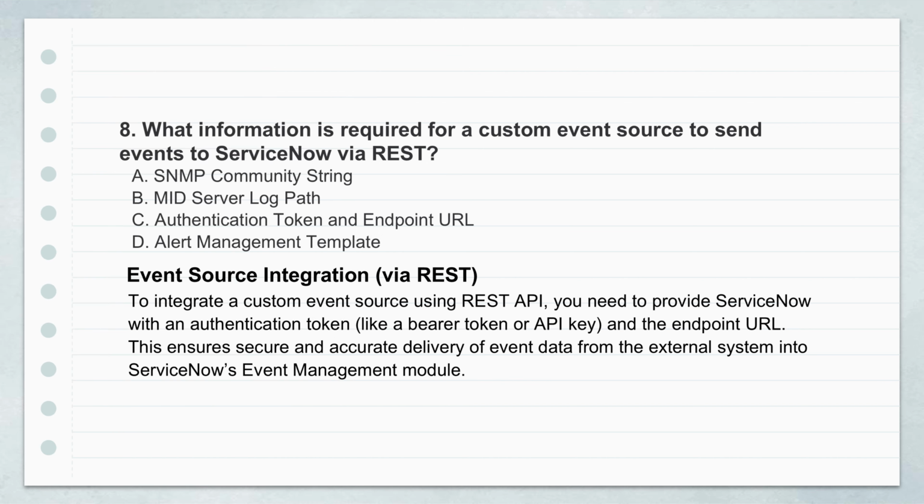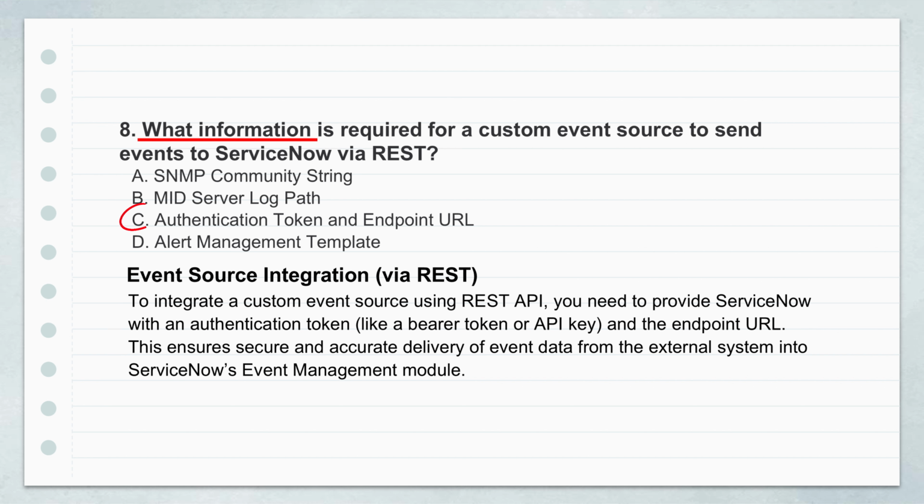Question 8 is about integration. What information is required for a custom event source to send events to ServiceNow via REST? Answer C, authentication token and endpoint URL. Why these two specifically? Okay, think of sending a secure message. The endpoint URL, that's the specific web address on your ServiceNow instance that's set up to receive these event messages via the REST API. The destination address.